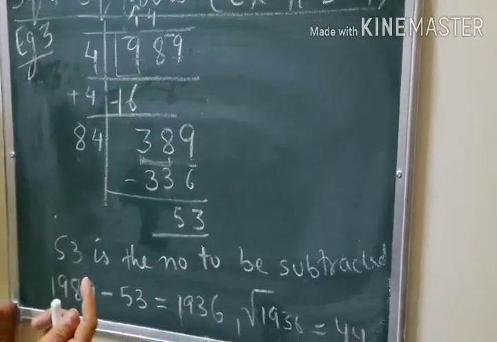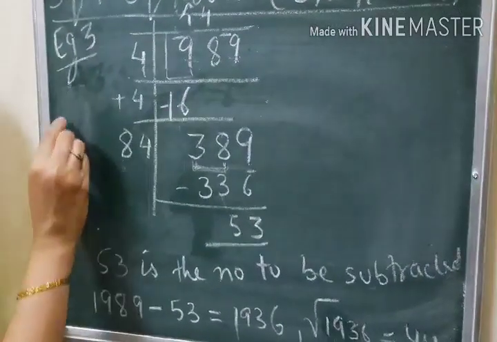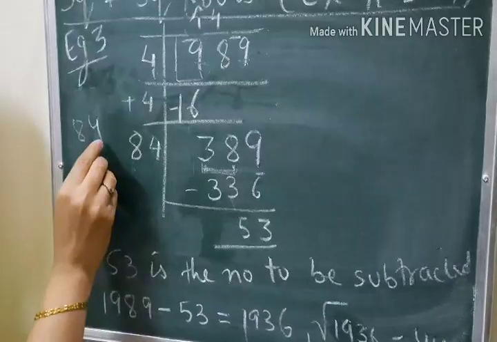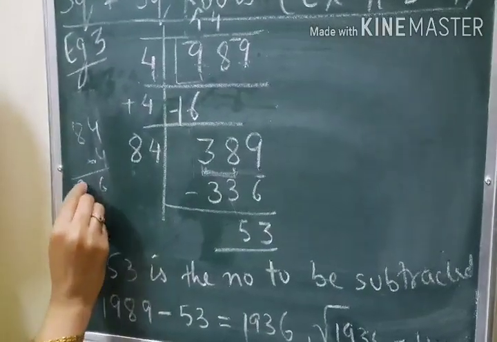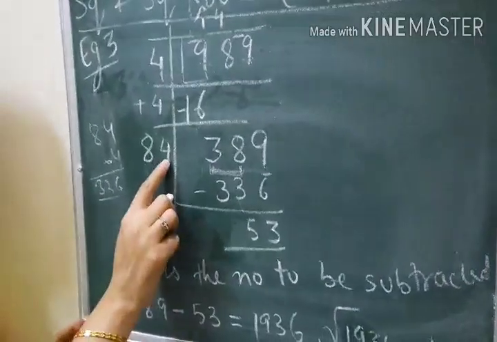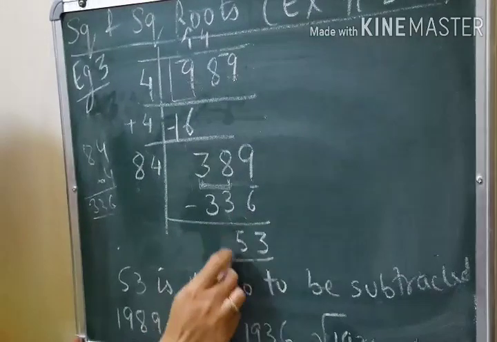Think of the table of 8. Where do you get 38? 8 5s are 40, 8 4s are 32. So I'll try with 4 first, because I want a number smaller than this. So 84 4s are 336. So I put 84 4s are 336. Right? And then when you subtract, the answer is 53.